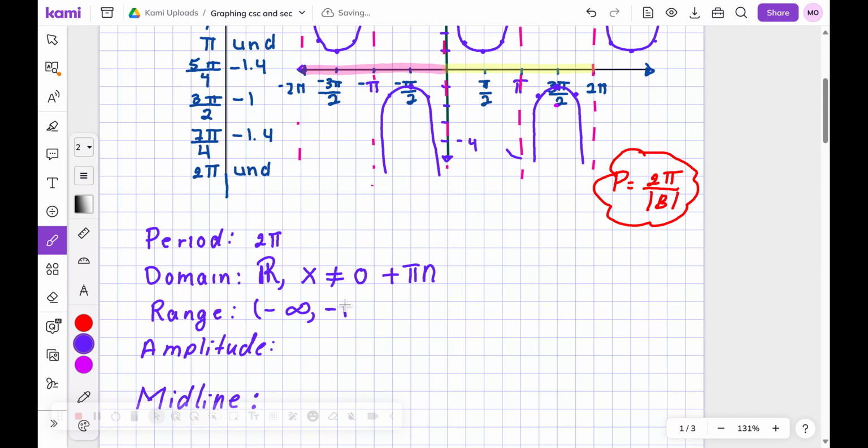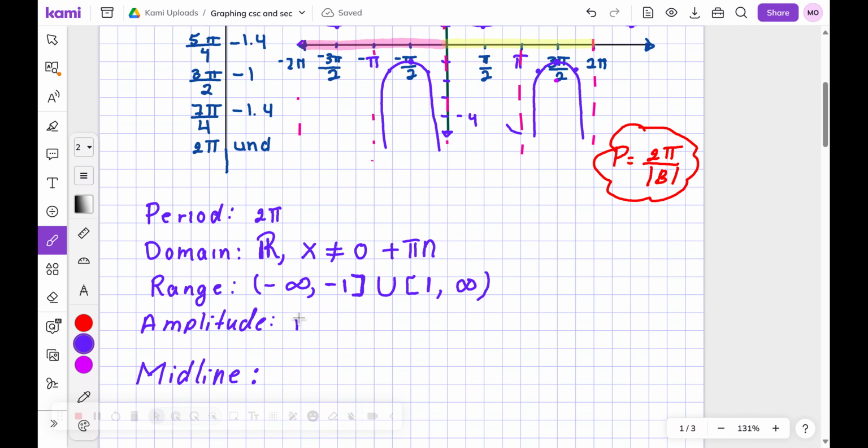There is no amplitude, just like tangent, cotangent, no amplitude. And I told you no amplitude for tangent, and guess what? You wrote the amplitude on your quiz. Midline, it has a midline, y equals 0.